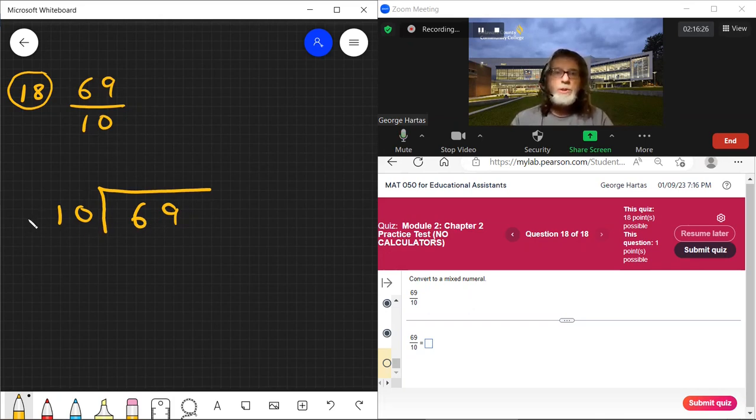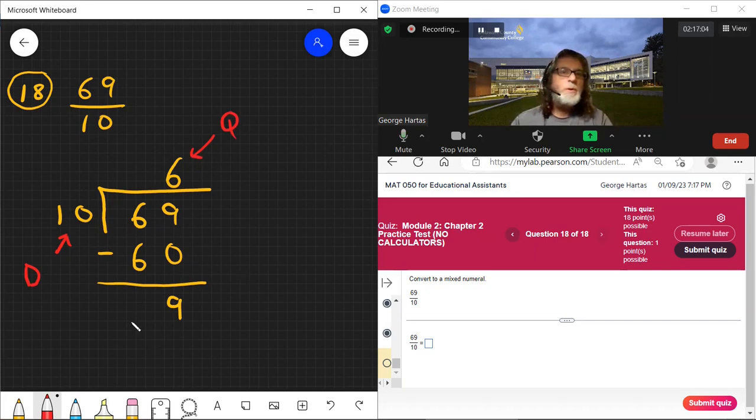So now we're going to do just a one-step division problem. 10 divides into 69 6 times. 6 times 10 is 60. Subtract. And our remainder is 9. And you want to stop right here. Now let's label some of these numbers. So this number here, 10, is the divisor, D. 6 is the quotient, Q. 9 is the remainder, R.